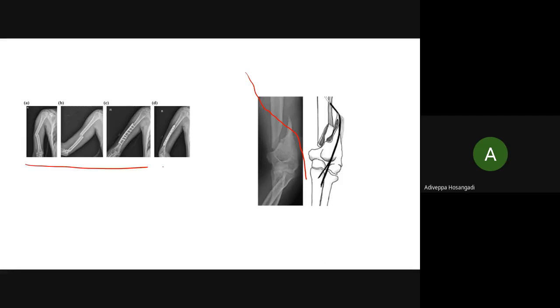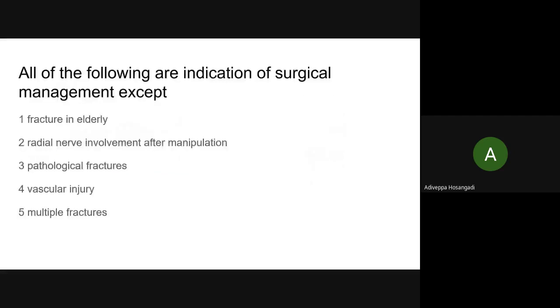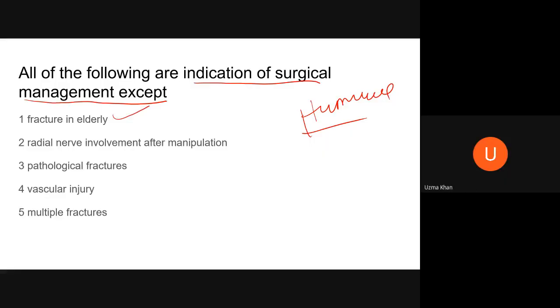I'll come to a few questions later. These are some ways of fixing a humerus fracture. Not going into that. All of the following are indications for surgical management of humerus fracture except: fracture in the elderly. Read the question carefully. Very easy question. Fracture in the elderly, you can treat conservatively. There's nothing much to be discussed.